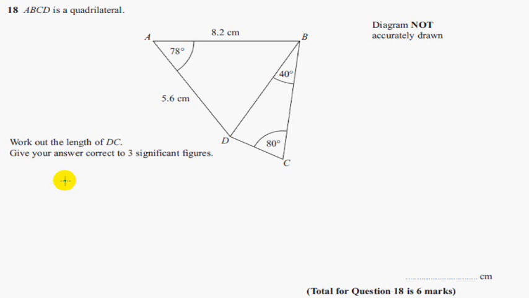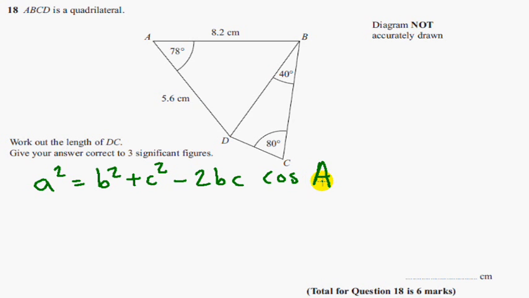The cosine rule is a formula that's given to you in the front of the exam, and that is a squared equals b squared plus c squared, that's a bit of Pythagoras there, minus 2bc times cos A. Remember, this A has to be opposite the angle that you have. So I'm just going to write A here. A is going to be my DB.